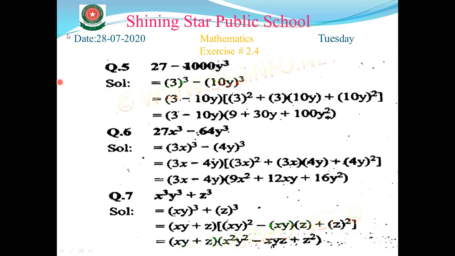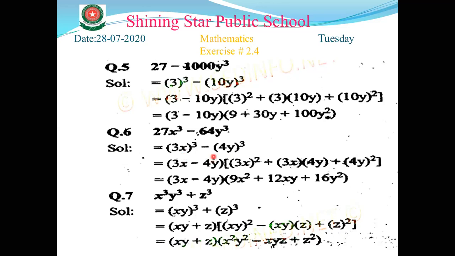I hope you understand these questions very well because these questions are so simple. You only have to know the formula, and we use the two formulas, a cube minus b cube, a cube plus b cube. Simple. In question number 6, 27 is the cube of 3 and 64 is the cube of 4.